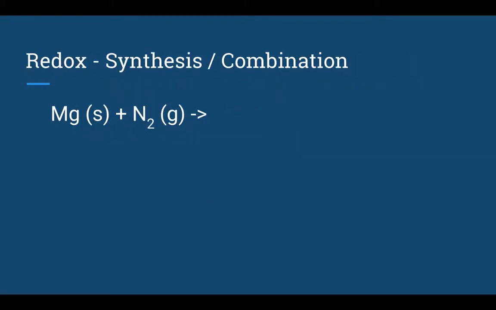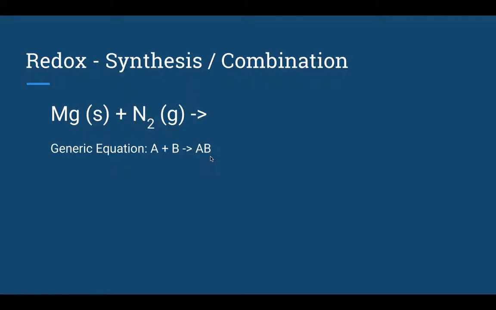Let's start with a synthesis or a combination reaction. So I'm telling you that this is a synthesis or a combination reaction, but you should also be able to identify it because we have two elements that are reacting. If I have two elements reacting, what they're going to form is a product where both of those things are in a compound. So the generic equation for a synthesis reaction is A plus B, where A and B are elements, combining to form some compound between the two.